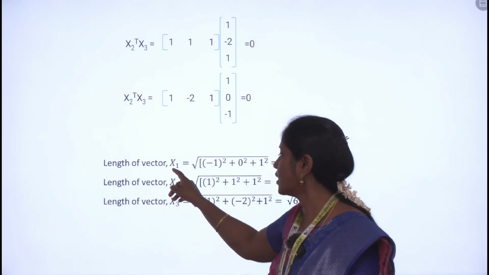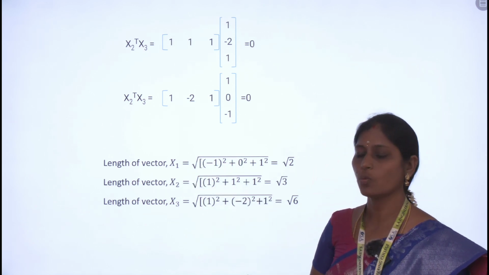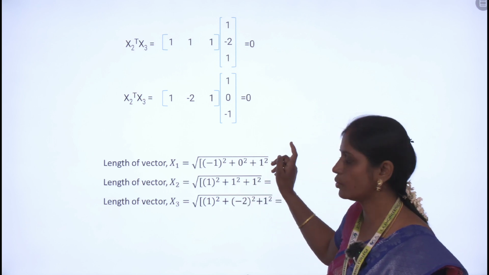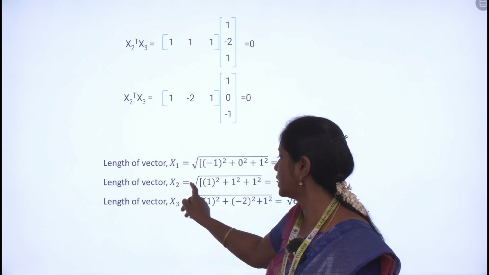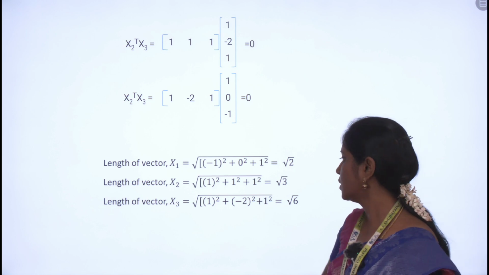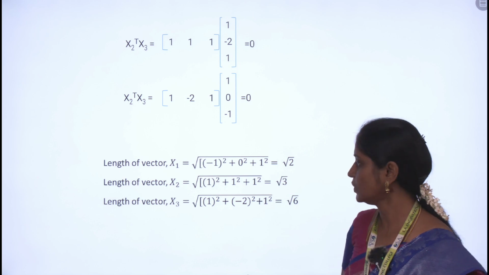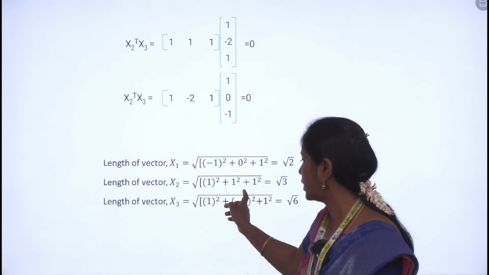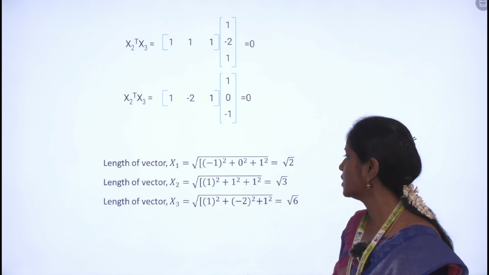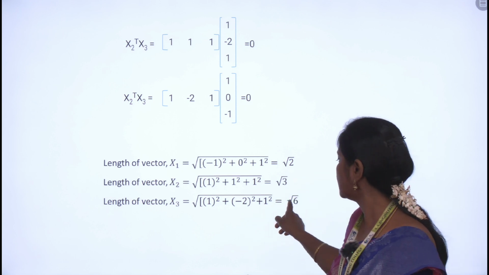Next we find the length of the vectors. The length of x1 is the square root of (-1) squared plus 0 squared plus 1 squared, which is root 2. The length of the vector x2, with eigenvector (1, 1, 1), is the square root of 1 squared plus 1 squared plus 1 squared, which is root 3. The length of x3 is the square root of 1 squared plus (-2) squared plus 1 squared, which is root 6. So for the first we got root 2, for the second root 3, and for the third root 6.